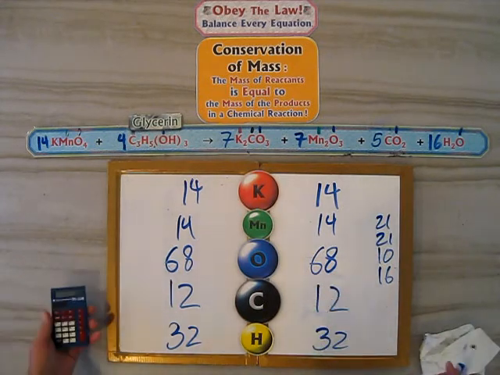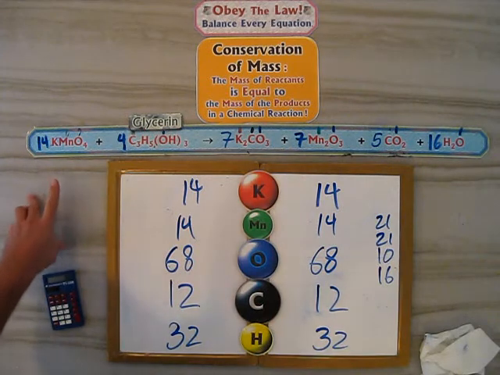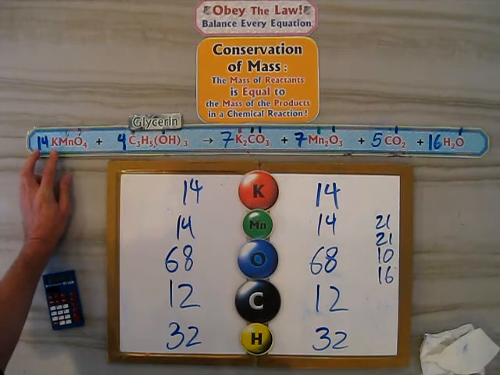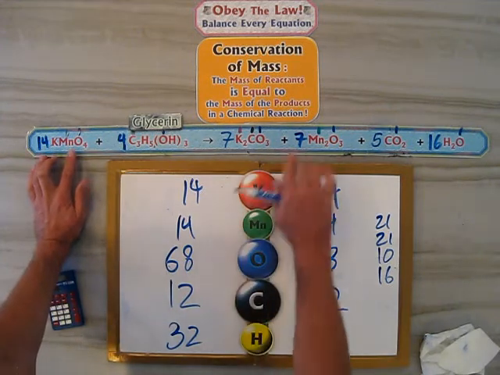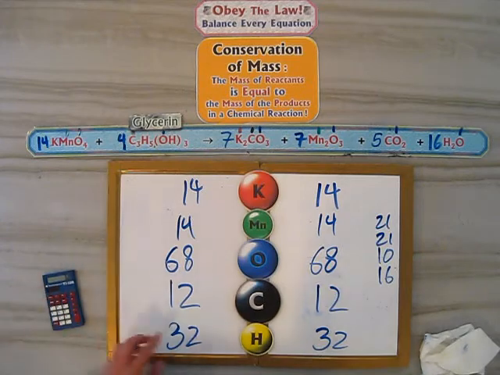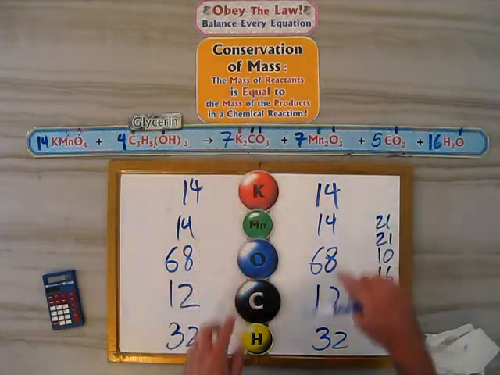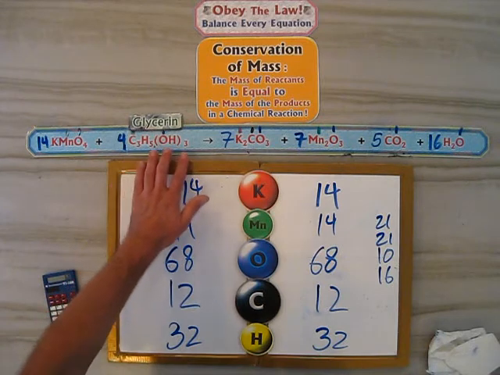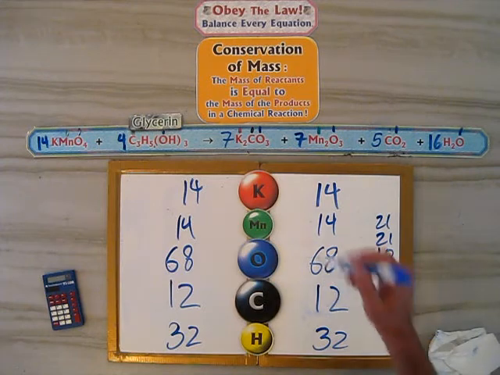Wait, let me double check this. Is this right? Okay, so just to be clear, this wasn't easy to balance. 14 potassium. Boom. 14 manganese. Boom. Okay, we just did the oxygen. Let's do the carbon. 12 carbon and 5 and 7 is 12 carbon. And hydrogen. Okay, this is 8 times 4, 32. And 16 times 2 is 32. Oh my gosh, oh my gosh.